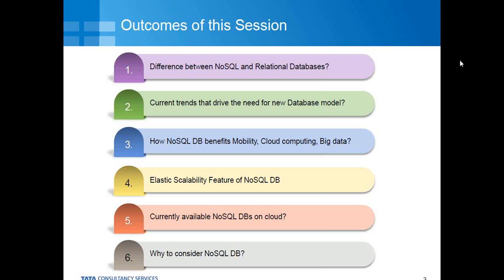And the next one is how NoSQL DB benefits the internet technologies alongside elastic scalability feature and sharding. And also we'll look at the currently available NoSQL DBs that are available as a service on cloud, and also what are the considerations in using NoSQL DB, and also why we should go for NoSQL DB.